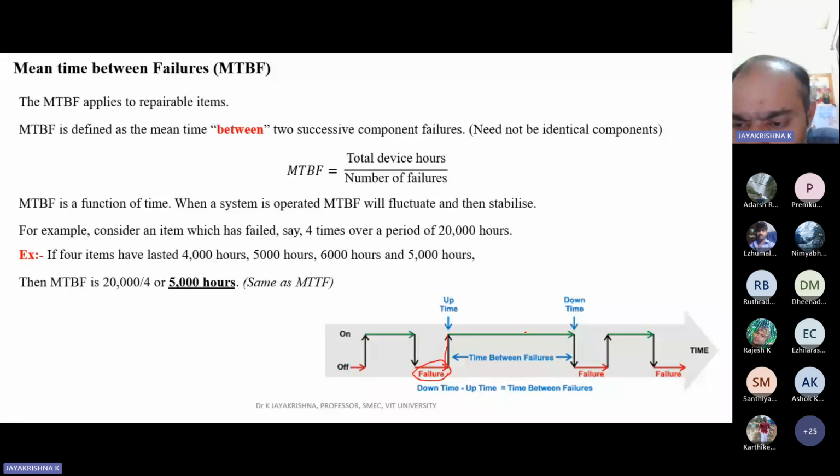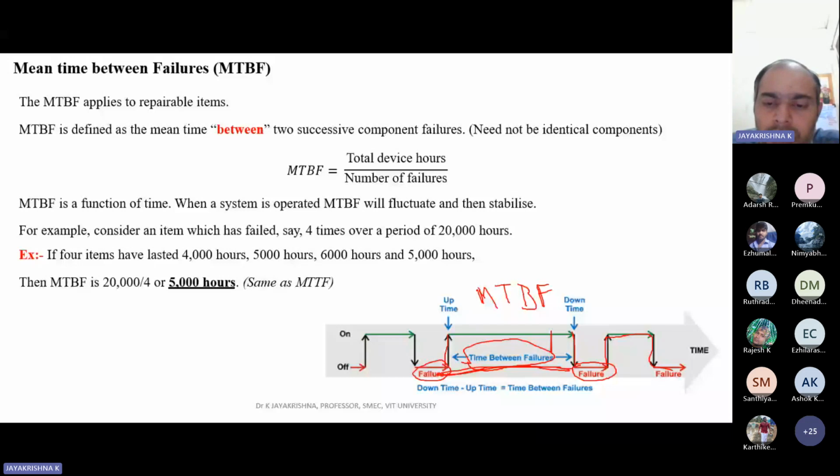Then after some duration, it will fail. Then again you'll go for repairing. When it is in downtime, you'll start repairing. Then again the machine will run, and then again it is going to fail. So the time between these two failures is what we call the time between failures, or what we call mean time between failures. This is what we call MTBF. Mean time between two consecutive failures is called MTBF. Or it is a difference between the downtime and the uptime.